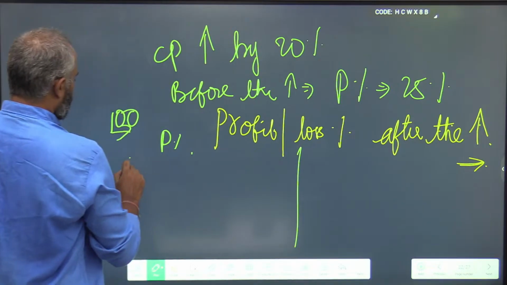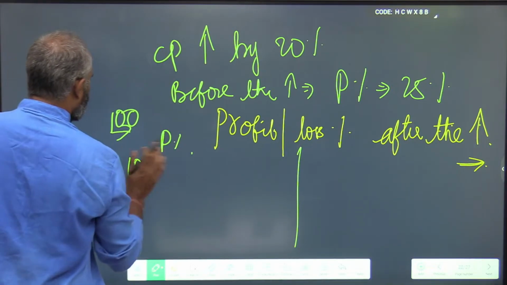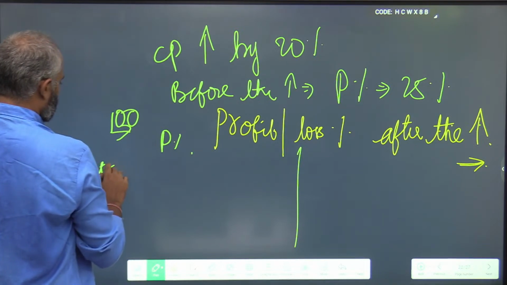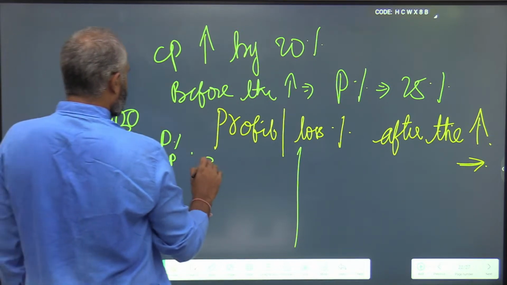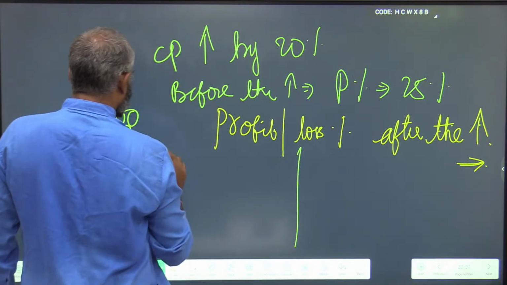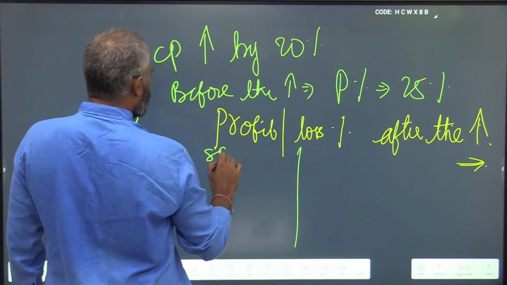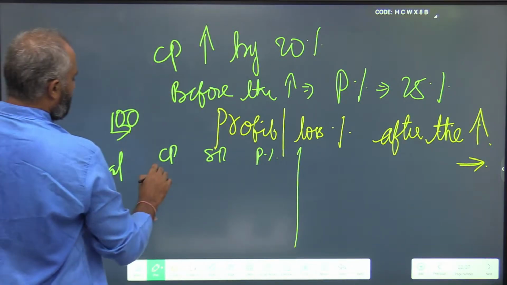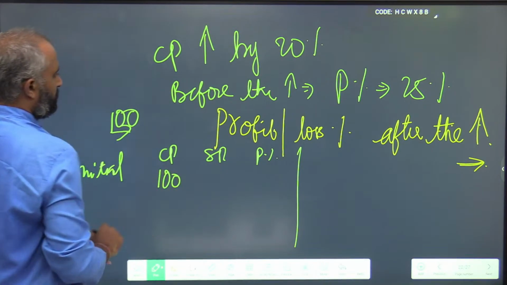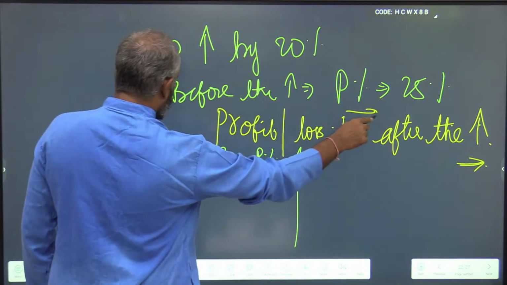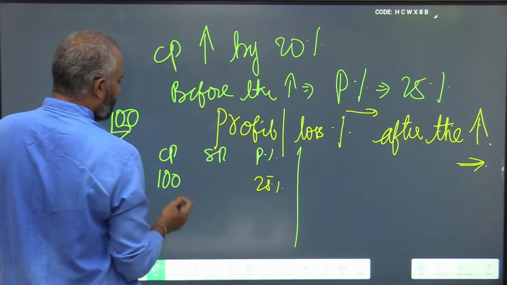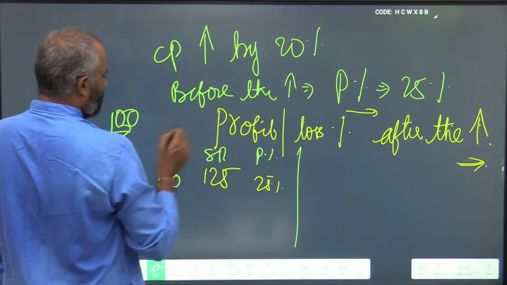Since we don't know the CP, let us assume CP as 100. Cost price is 100. So initial case, this is CP, SP and profit percentage. Initially before the increase, the profit percentage was 25%. So profit percentage is 25 per 100. So the SP will be 125.